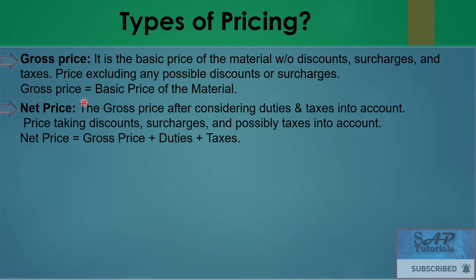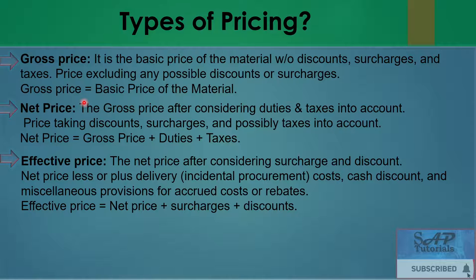Next is the net price. Net price is nothing but your gross price plus any kind of duties and taxes. Then there is the effective price. Effective price considers everything: your net price, that is your gross price, duties, taxes, surcharges, and discount. So it's a combination of net price plus any additional surcharge and discount. Note here that surcharge means any unplanned cost that occurred, and discount means any kind of discount that might be planned or an on-the-spot discount like that.